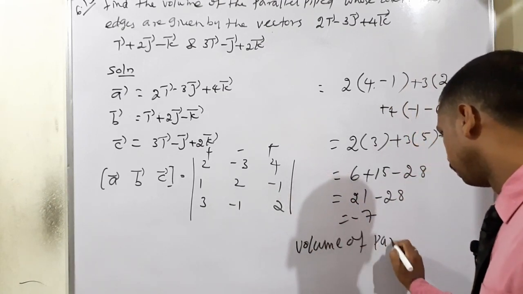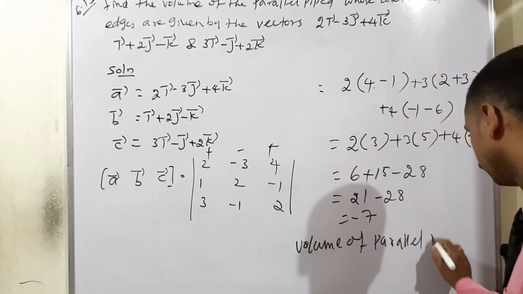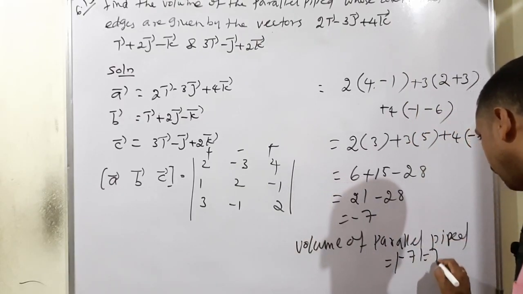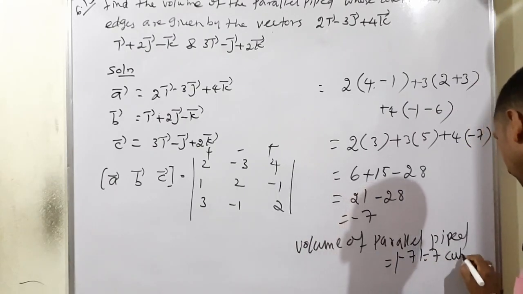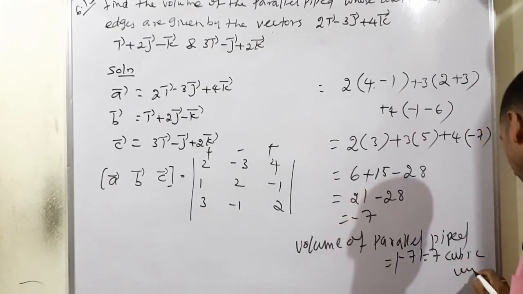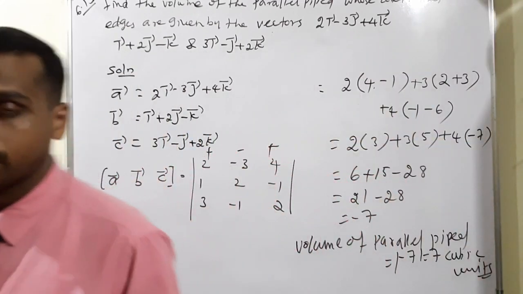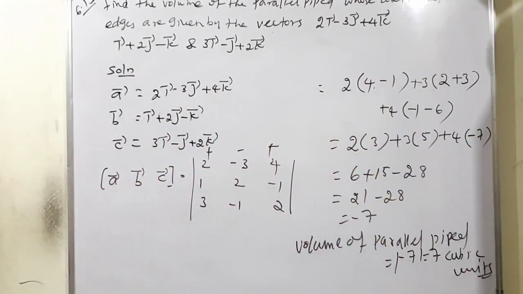parallelepiped is equal to modulus of the negative sign, means we can write it 7 cubic unit. That's all. This is the answer for example 6.13. Okay, I will continue with the next example.